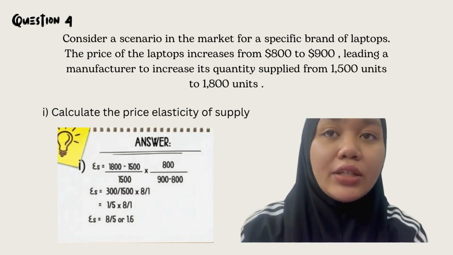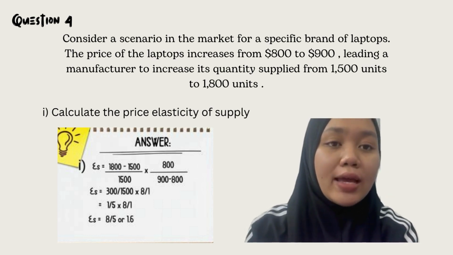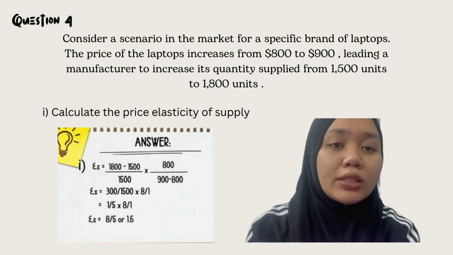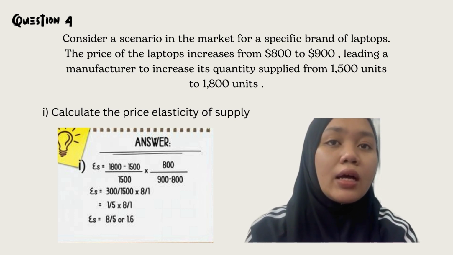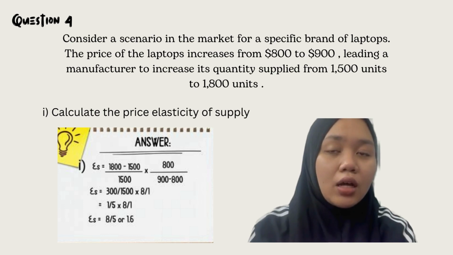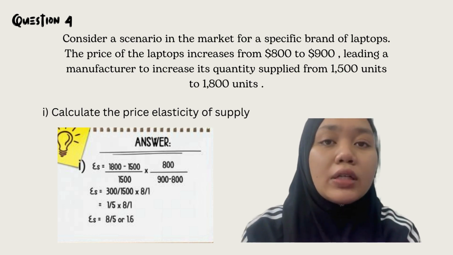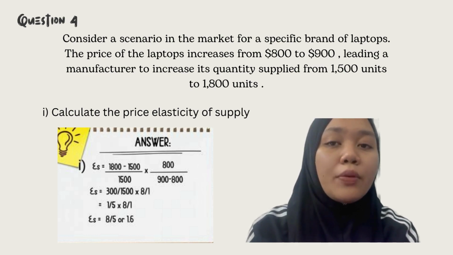Okay, so you can use this formula, which is QS1 minus QS0 over QS0, where QS means quantity supplied, times P0 over P1 minus P0, where P means price. So you can get 1,800 minus 1,500 over 1,500 times 800 over 900 minus 800. So you can get 1.6.